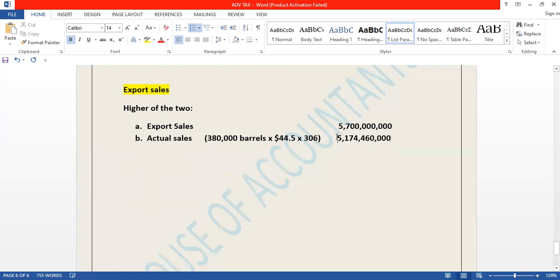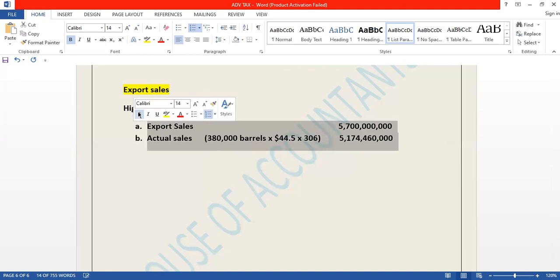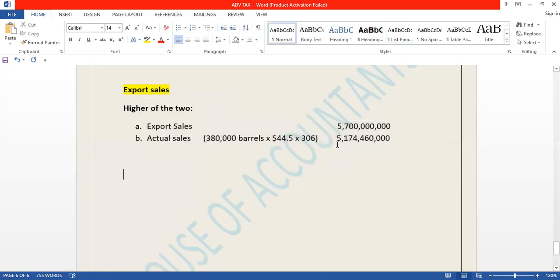Okay, so we have two figures now. We have two figures from here, and the rule says we should pick the higher of the two. So which one are we picking? We are picking the one of 5.7. So by the time we start with our computation, we are going to make use of the higher of the two.